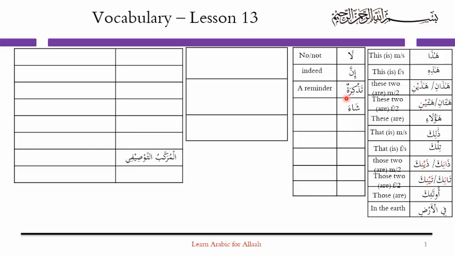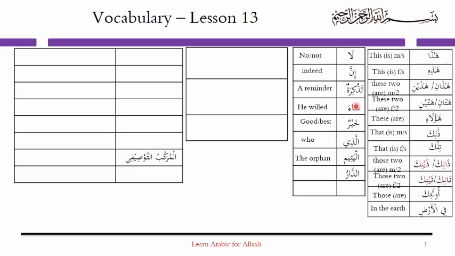Shaa, by itself, means he willed. Ma sha'a Allah means what Allah willed. Khayrun can mean best, it can mean good also. Something is khair, another khair, I'm in good, I'm okay. Alladhi, who, or that, or which. Al-yateemu, the orphan.